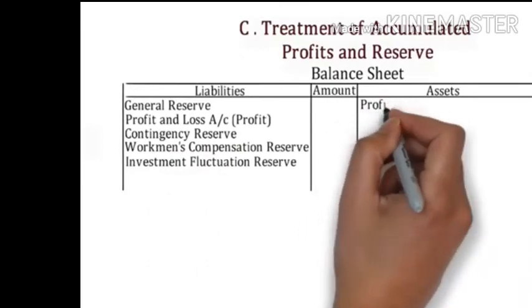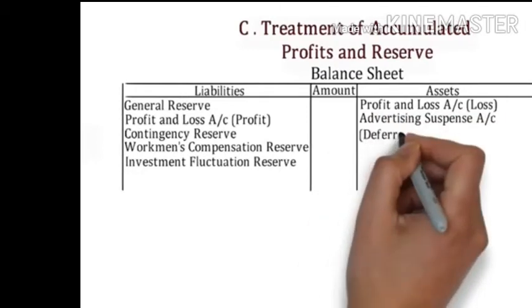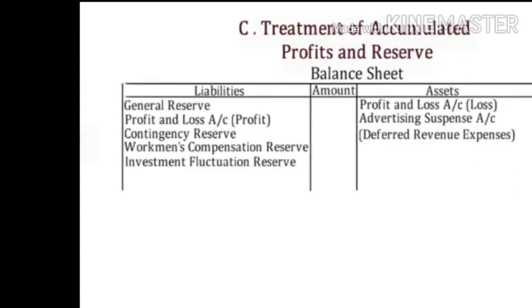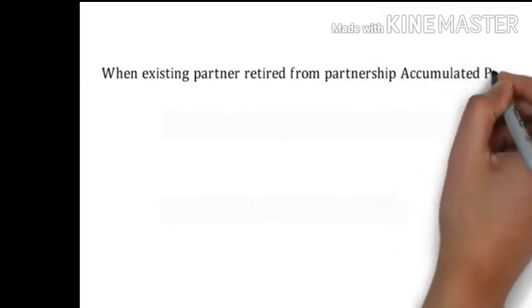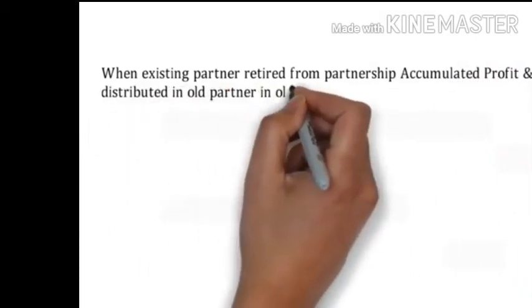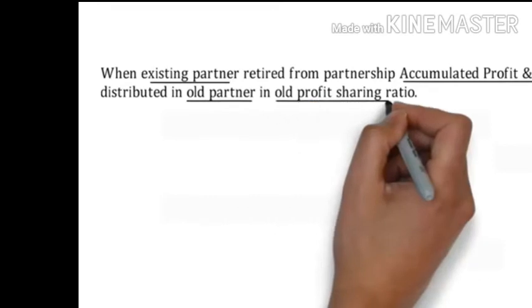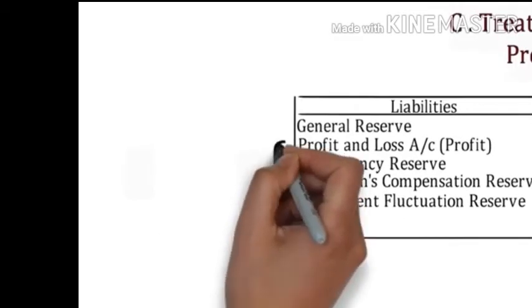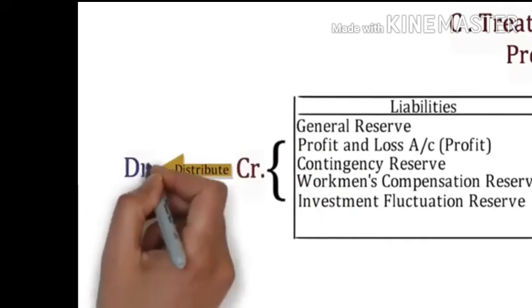You have seen in the balance sheet many reserves are there. See, on the liability side we have the general reserve, profit and loss, contingency reserve, workmen compensation reserve, investment fluctuation reserve, and on the asset side we have profit and loss. So when losses appear on the balance sheet asset side and profits appear on the liability side, we have to distribute accumulated profits and reserves amongst all partners. That means partners who are continuing the business, in their old ratio, that is their profit sharing ratio. When we distribute general reserve, profit and loss, contingency reserve, those are credit balances on the liability side.